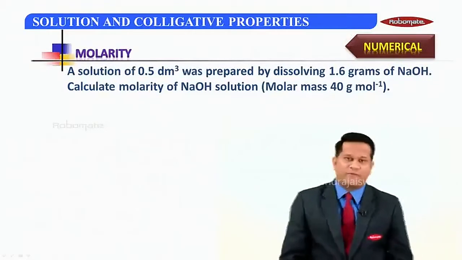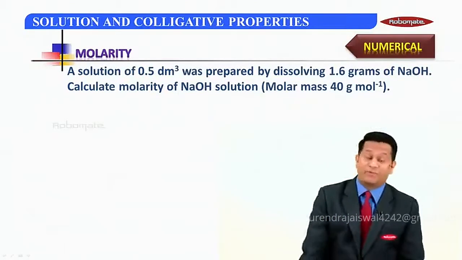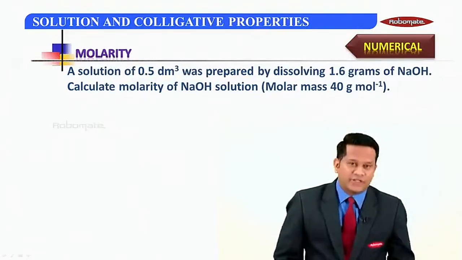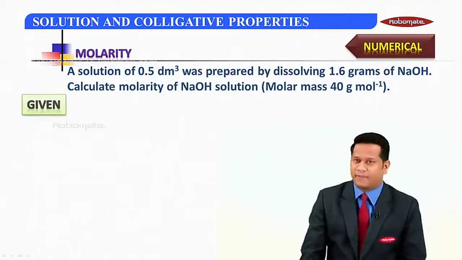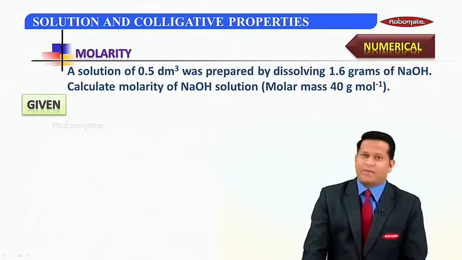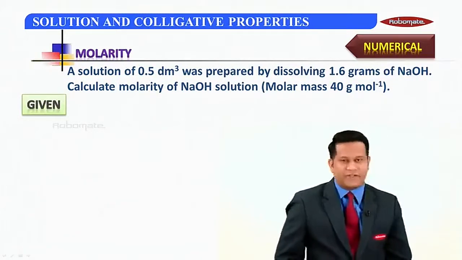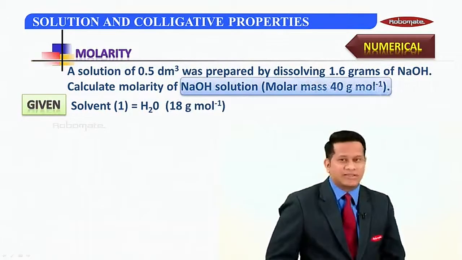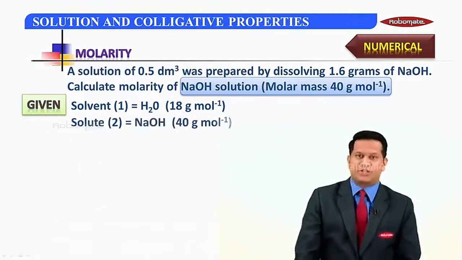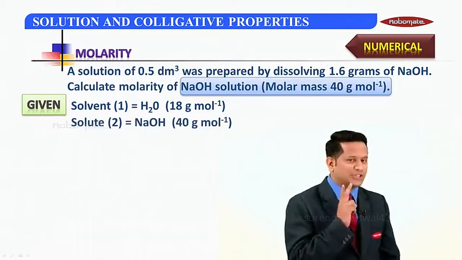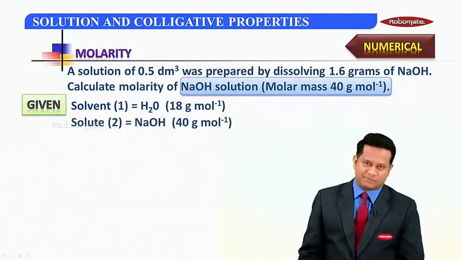A solution of 0.5 dm cube was prepared by dissolving 1.6 gram of NaOH. We need to calculate the molarity of the NaOH solution whose molar mass is 40. The first thing, I'll write the given and I'll write the solvent. In the above question, the solvent is not specified, so the solvent is water. Second thing, I'll need to write the solute. The solute is NaOH. I'm representing the solvent as 1 and solute as 2 with their molar masses.